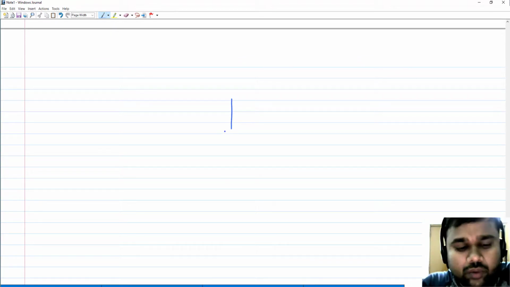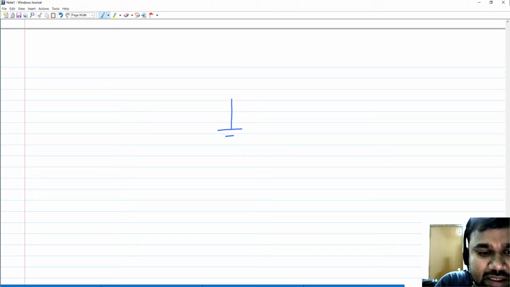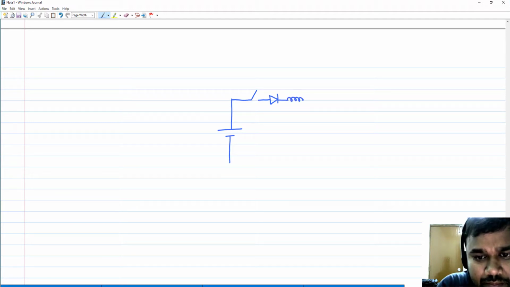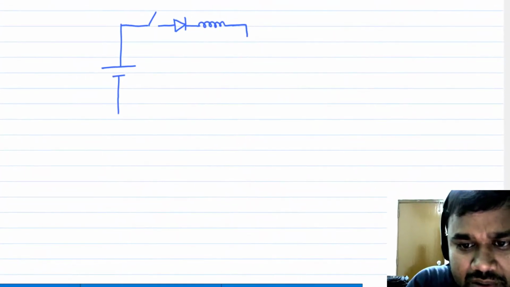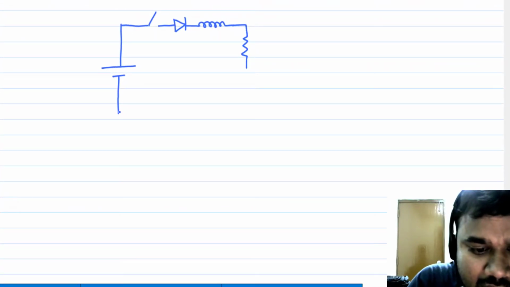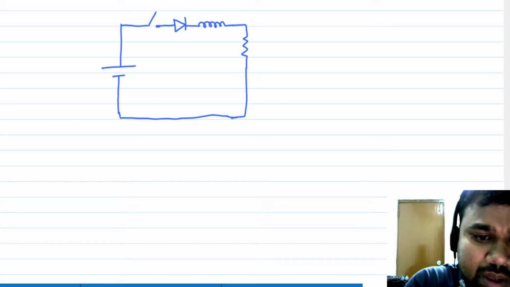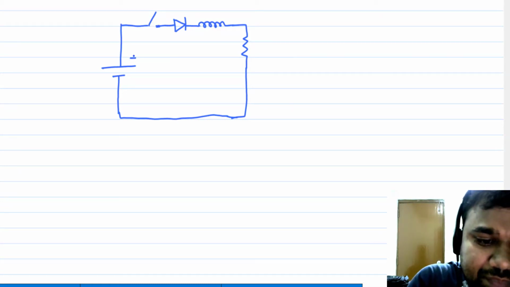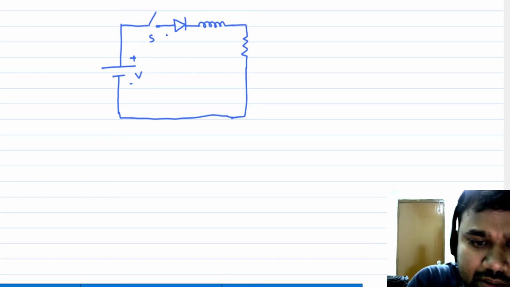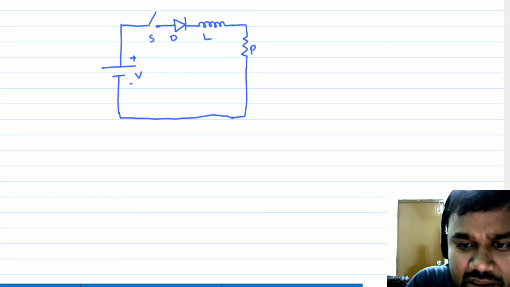Suppose you have a DC power supply, and for this DC power supply you are giving a switch, and then you are giving a diode. There is no issue at this point. And then you are using an inductor, and then you are using a resistor. So what is actually going to happen is that you have to observe. Try to understand carefully. So this is the inductor and this is the resistor.